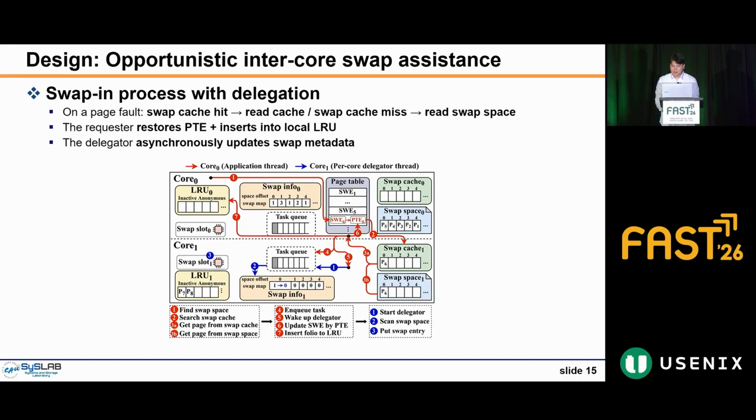For swap in, on a page fault, we first check the swap cache. If it's a hit, we read from the cache, but if not, we read from the swap space. The requester restores the page table entry and puts the page into the local LRU list. Then the delegator updates the swap metadata asynchronously.